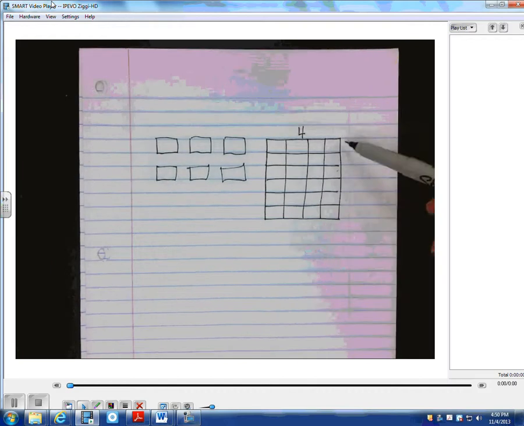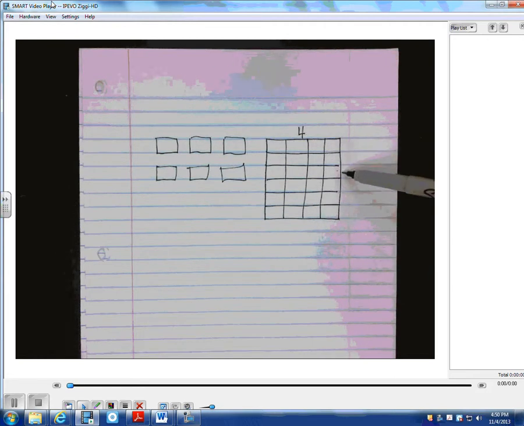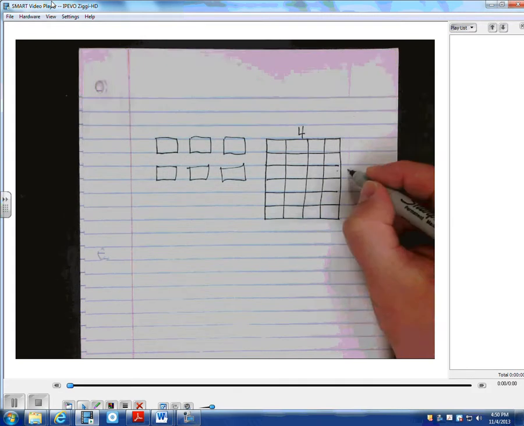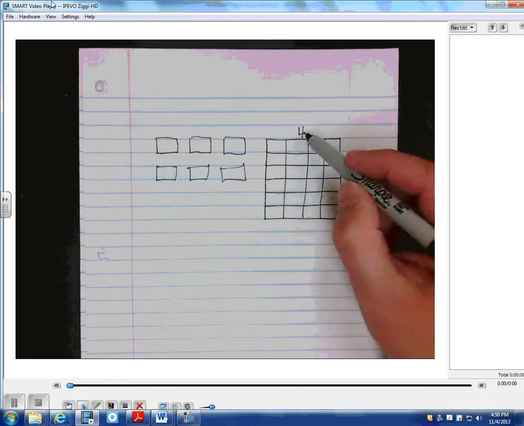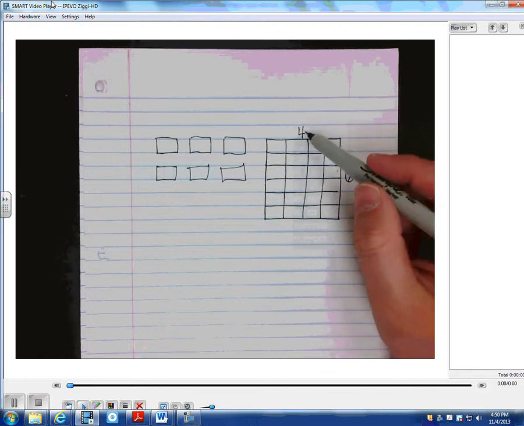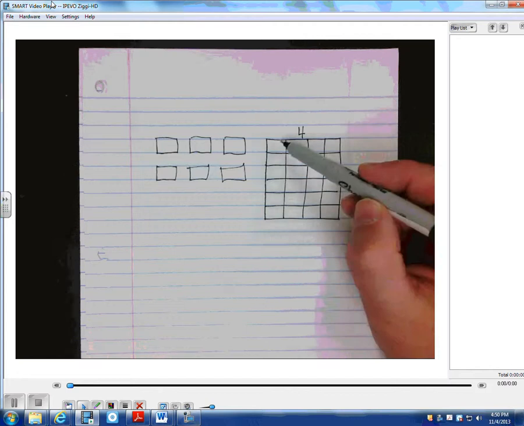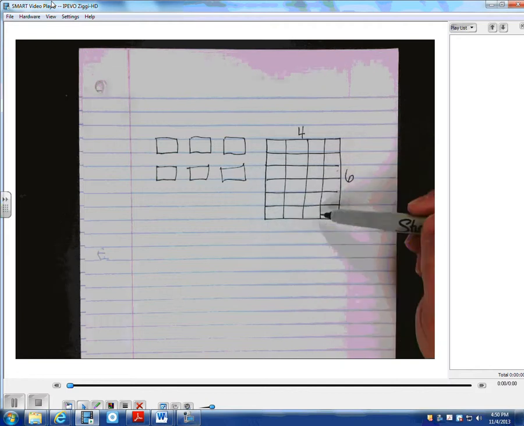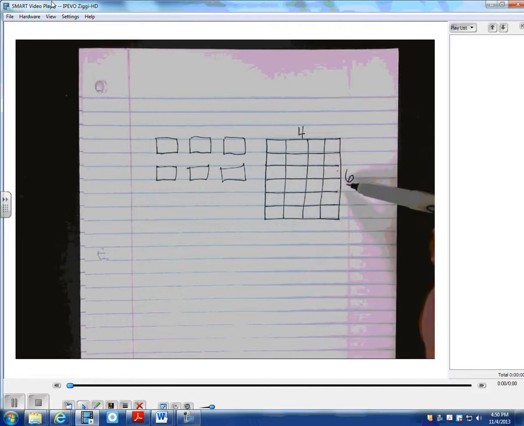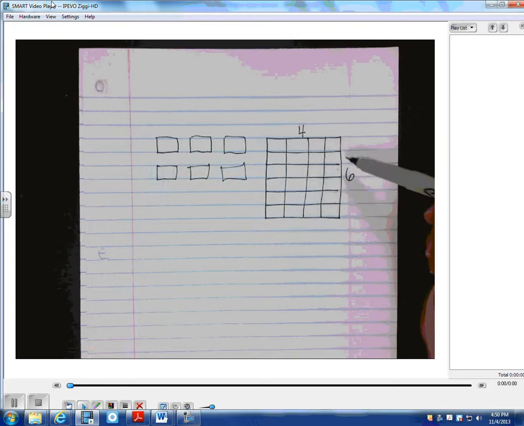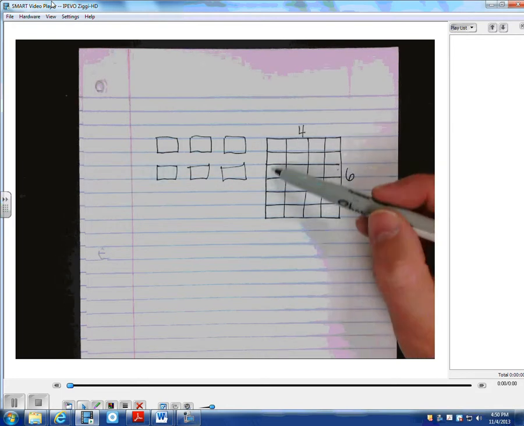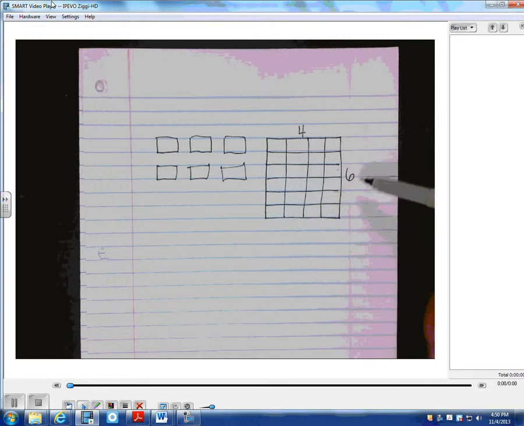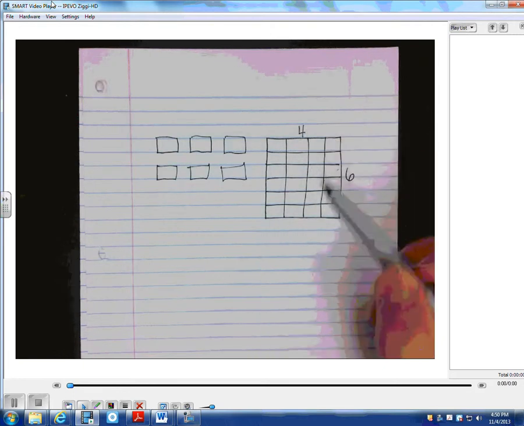Now, how many do I have going down the side? 1, 2, 3, 4, 5, 6. So I have 6 there. So what we need to do is this is the same thing as multiplication. I have 4 here and 6 going down. So if I wanted to find out how many I had all together, I would multiply. Okay, I don't need to solve it for this problem, but if I did want to find out how many blocks or squares I have inside here, I would multiply 6 times 4. Okay, so that's what this represents.